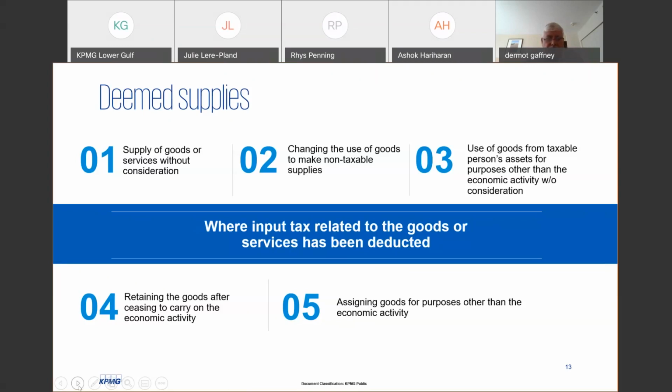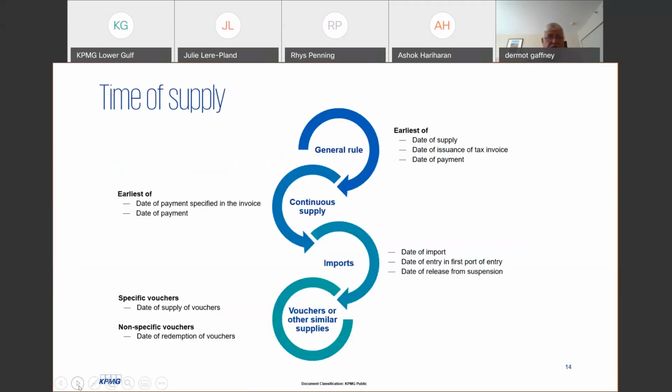Okay, we go to the next one. The others are pretty obvious, so we're not going to go into detail. The time of supply is an important concept from VAT because it dictates when is the tax due. And the basic general rule is that it is the earliest of, and I'll emphasize earliest of, the date of the supply is made, the date of issuance of a tax invoice, or the date of payment, whichever comes first.